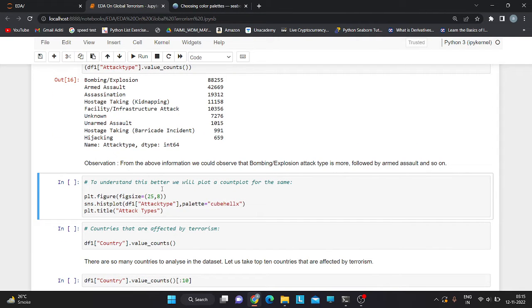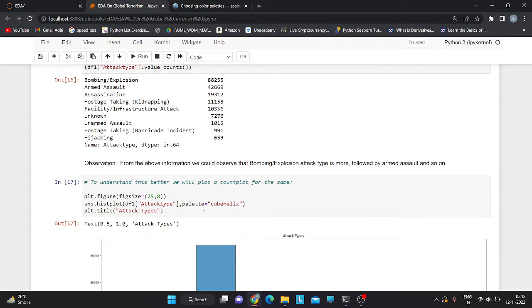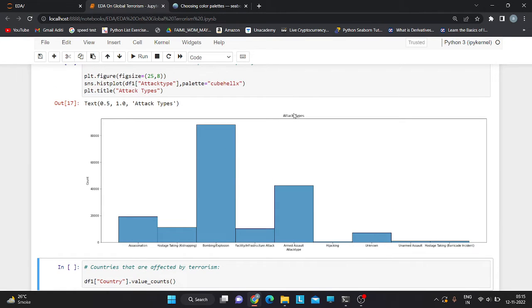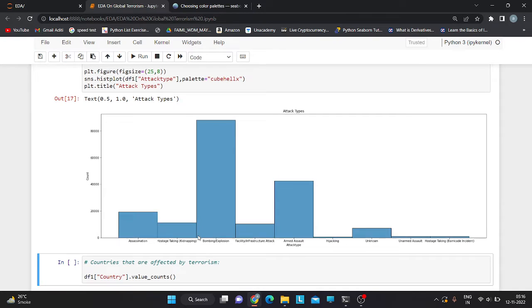To understand this better, we are going to plot a count plot for the same so that we can visualize this correctly. Here I have done this: on the x-axis there is attack type, and on the y-axis there are counts. We could see that bombing explosion has been emphasized more by the terrorist groups, followed by armed assault, then assassination, and so on.